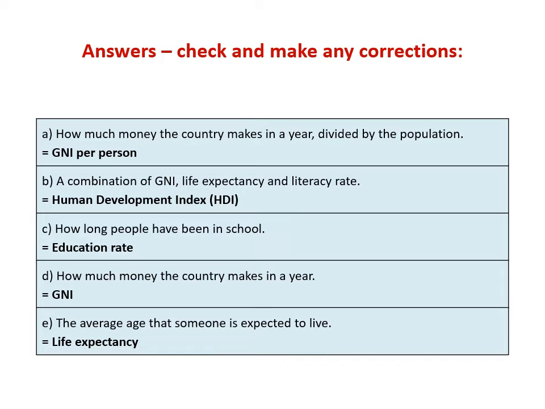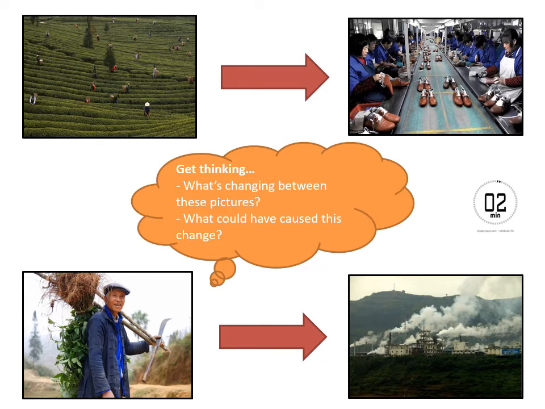So well done. Hopefully your brain is now thinking about geography again and some of these key terms that you learned last lesson. So we're straight into this. Have a look at the photos. You've got photos on the left with an arrow leading to the photos on the right. What's changing between these pictures and what could have caused this change? You've got 2 minutes to have a little think about that. If you want to jot some ideas down, feel free, but otherwise just have a think and pause the video now.